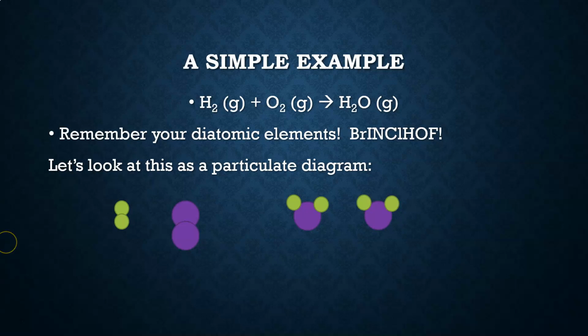Well, if we have 2 H2O molecules, that means we're going to need 4 H atoms. And in order to get 4 H atoms, we must have 2 H2 molecules. So you can see this in the diagram, and then you can turn that diagram into the BCE. 2 H2 gas plus 1 O2 gas forms 2 H2O gas.